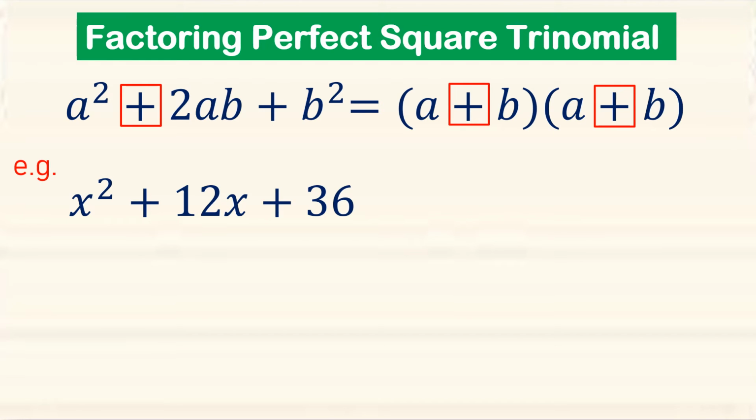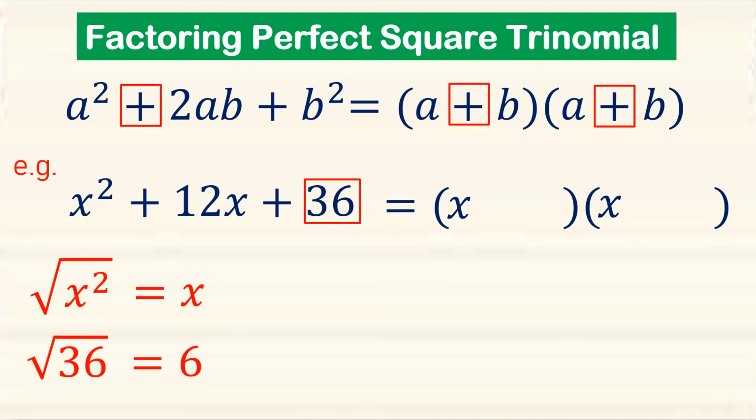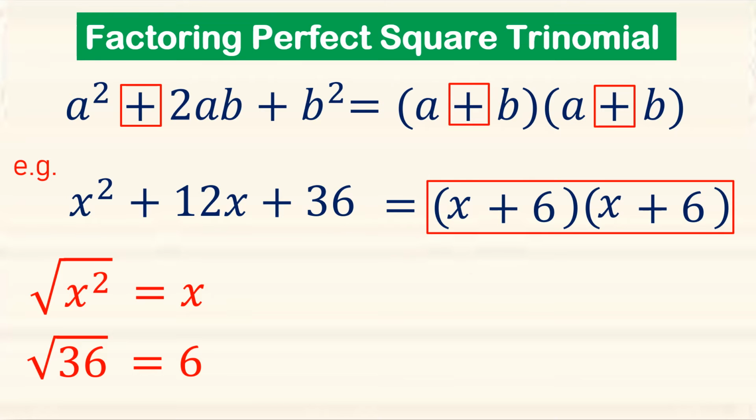If we have x squared plus 12x plus 36, we have the open and close parenthesis first, then get the square root of x squared, which is equal to x, and get the square root of 36, which is equal to 6. So we position already the x and x over there. And since the middle term is plus, we have plus 6 and plus 6. So we have the factors x plus 6 and x plus 6, or we can rewrite this one as x plus 6 squared.